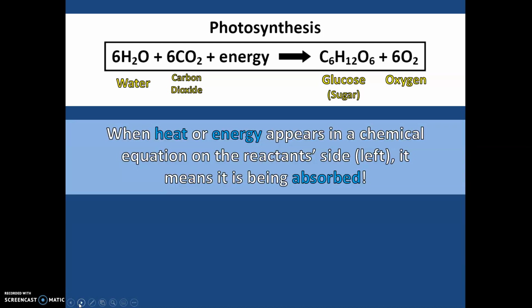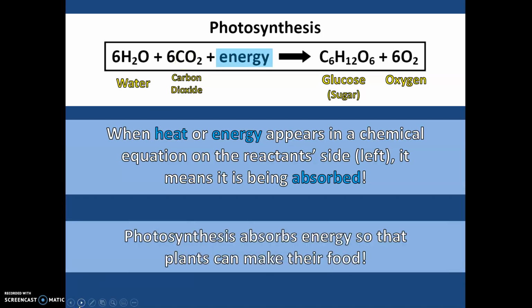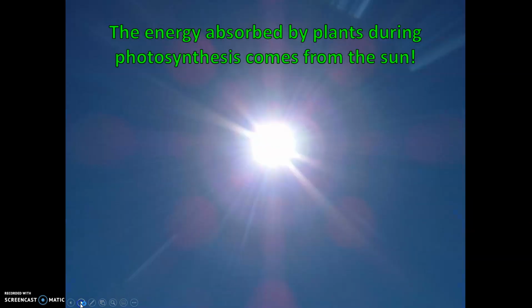What we have to remember is when heat or energy appears in the chemical equation on the reactant side or the left side over here, that means it is being absorbed. So photosynthesis absorbs energy so that the plants can make their food. The energy absorbed by the plants during photosynthesis comes from the sun.